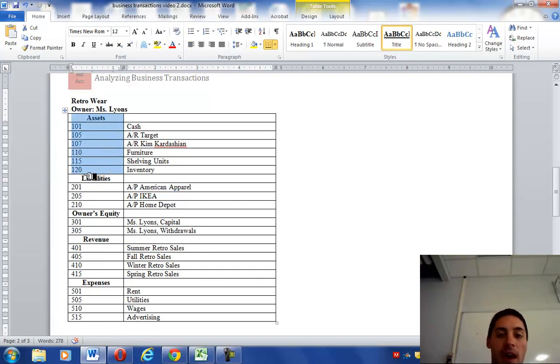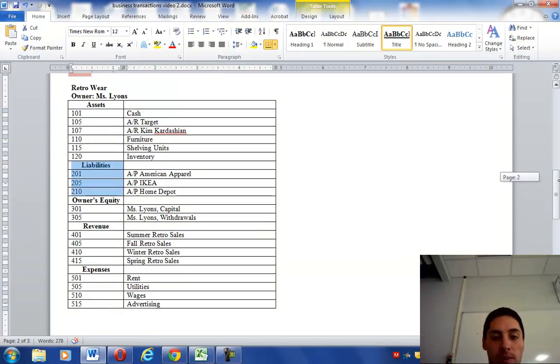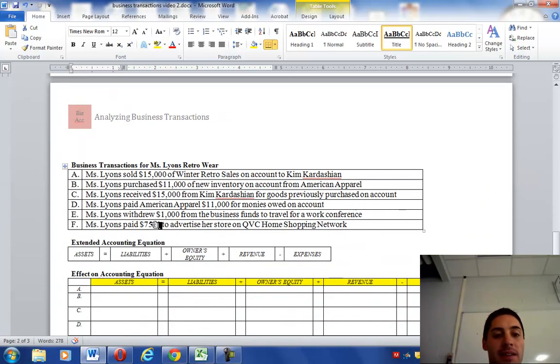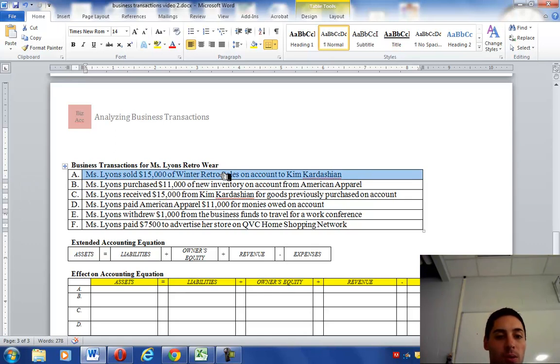Transaction A. Miss Lyons sold $15,000 of winter retro sales on account to Kim Kardashian. Step 1. Is this a business transaction? Well, for the sake of time, you can assume that, again, all transactions are going to be business transactions. Step 2. Identify at least 2 accounts that are affected. Well, let's look at keywords. She sold something, so right away I know whatever revenue account is going to be impacted.